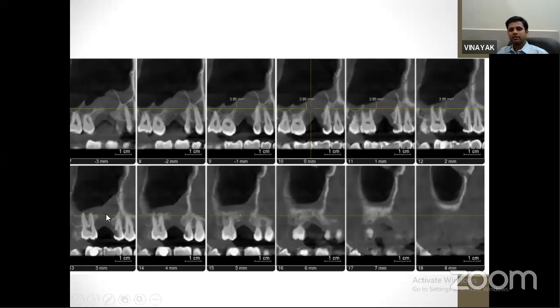Now, in this case, the body has responded by proliferation of the lining mucosa. So, the body has tried to cover the perforation on its own. This occurs. Sometimes the body doesn't, so there would be a through and through perforation through the soft tissue also. So, this is only through the bone, but the soft tissue has grown in between.